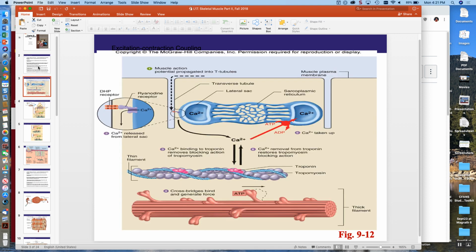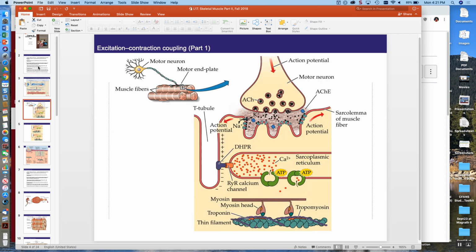So, this is the slide that I usually like to lecture from. We've already talked about the end plate. These are graded potentials. The nicotinic acetylcholine receptors are basically ligand-gated receptors that are susceptible to an autoimmune disease called myasthenia gravis. All right, so now we're back to action potentials. Action potentials propagate along the sarcolemma, and then they dive deep into the interior of the muscle, down the T-tubules.